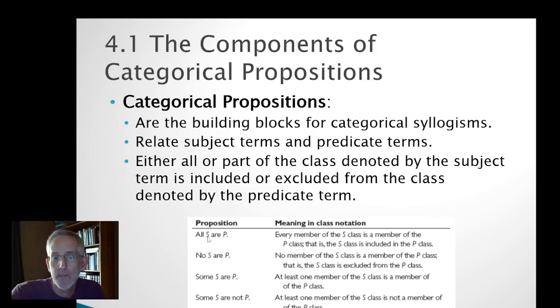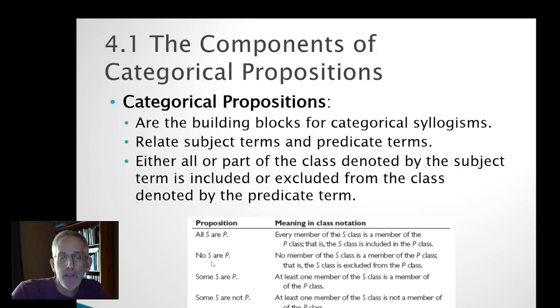So you could stick something like dogs and mammals in there for S and P. So you could say all dogs are mammals. So you're making a claim that everything that is a dog is also a member of the mammal class. Okay, so moving to the next one, no S are P, that just means that no member of the S class is a member of the P class. So using dogs and mammals again, if we asserted no dogs are mammals, that means that not a single dog belongs in the class of things we call mammals, which would be false, obviously, but you understand the assertion there.